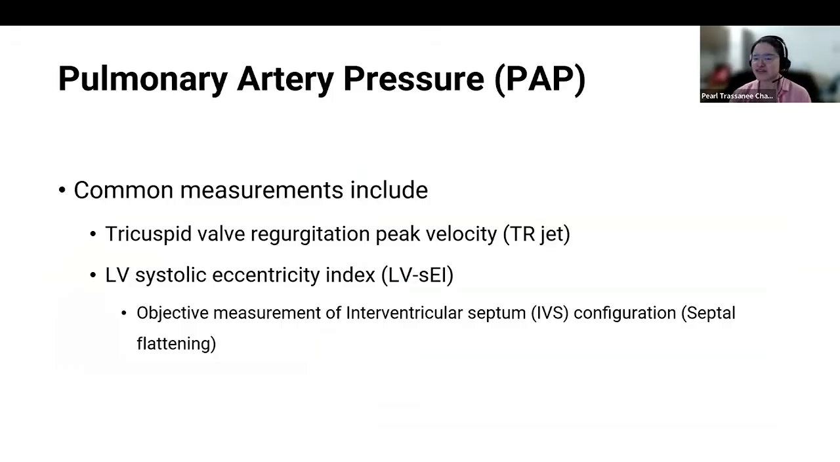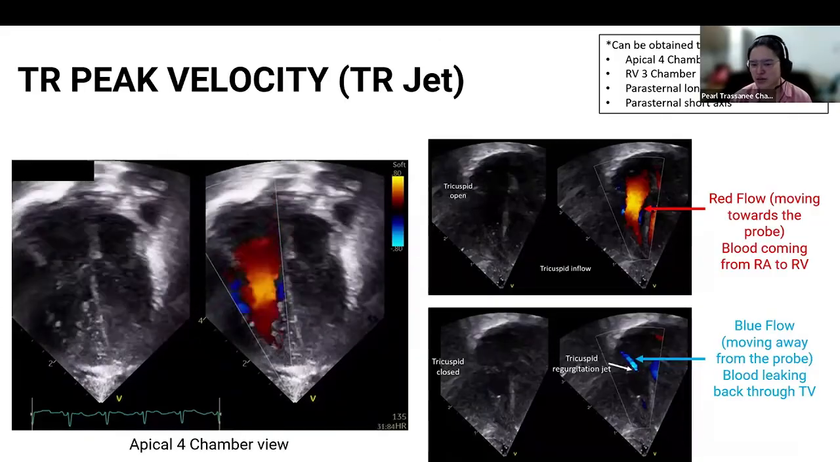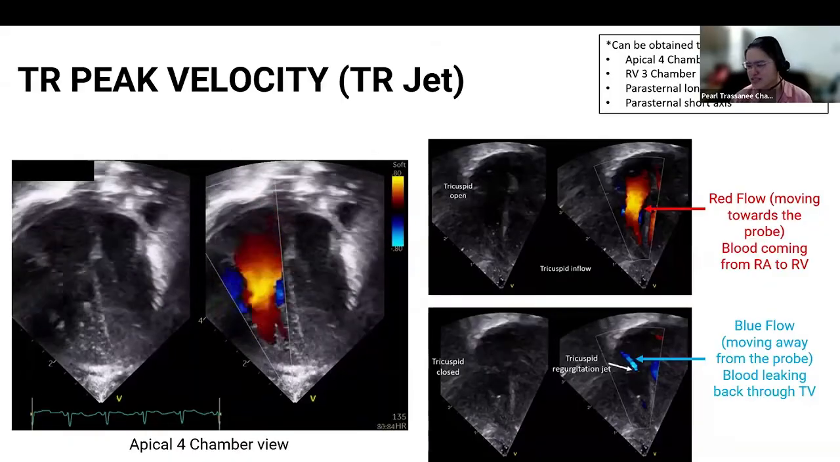Now let's go over each of the assessment components on TNE. One of the most important components is the estimation of pulmonary arterial pressure. In echocardiography, we rely on a few key surrogate measures rather than direct pressure measurements. The two most commonly used are the tricuspid regurgitation jet velocity, or TR jet, and the left ventricular systolic eccentricity index. The tricuspid regurgitation jet, when present and of adequate quality, provides the most direct non-invasive estimate of right ventricular systolic pressure.